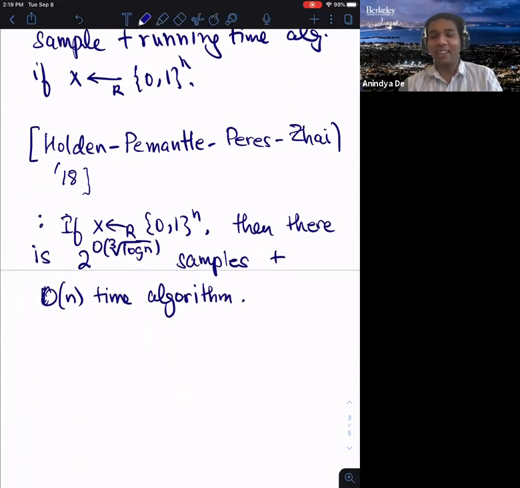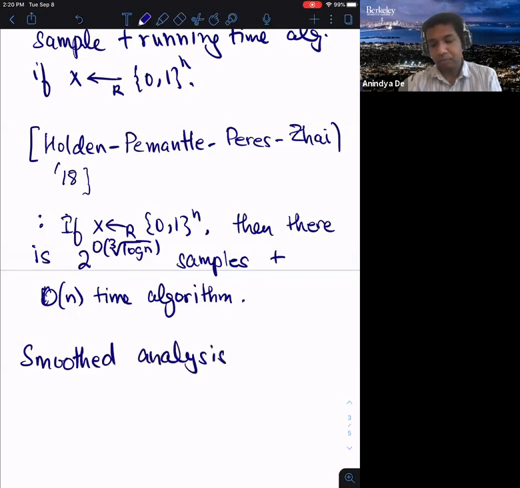So now what I'll discuss is an intermediate model between the worst case and average case models. The model we will now discuss is the smoothed analysis model. Just a sentence about it: smoothed analysis was introduced in a very seminal work of Spielman and Teng from the really early 2000s.